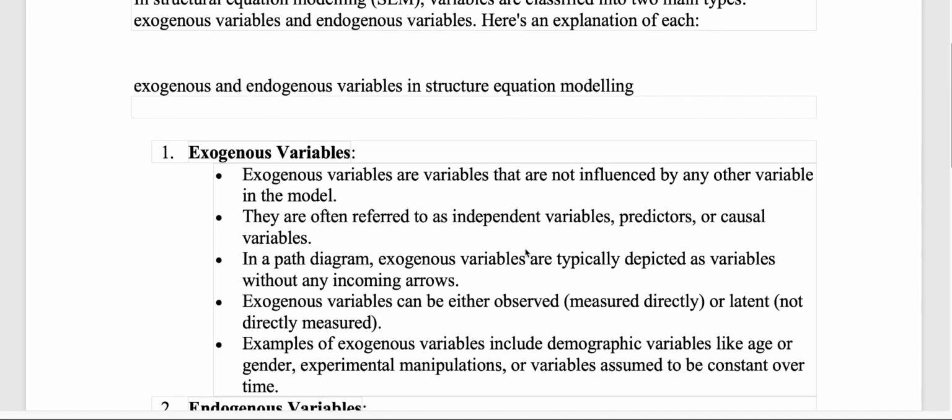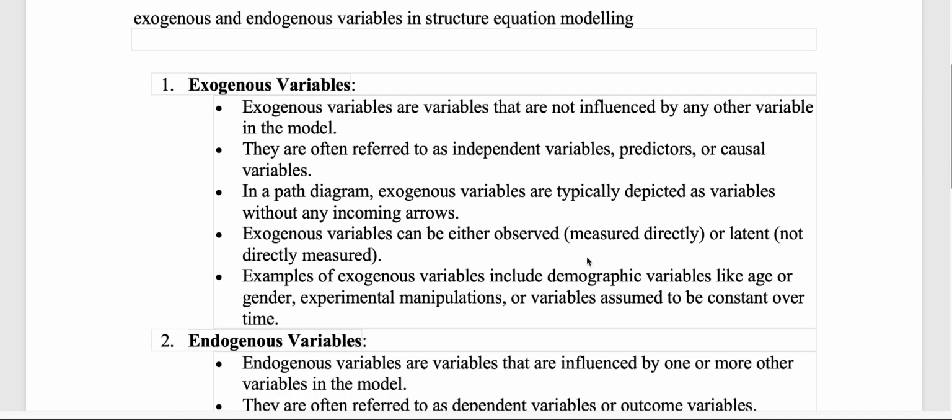Let's talk about first exogenous variable and then we will discuss endogenous variable. Exogenous variables are variables that are not influenced by any other variables in the model. They are often referred to as independent variable, predictor, and causal variables. In the path diagram, exogenous variables are typically depicted as variables without any incoming arrows.